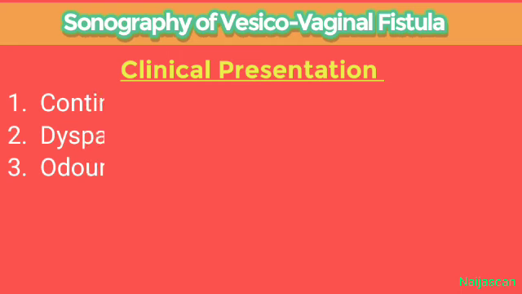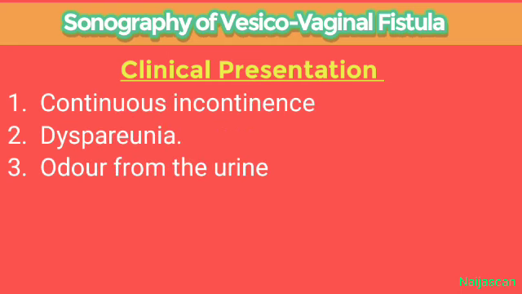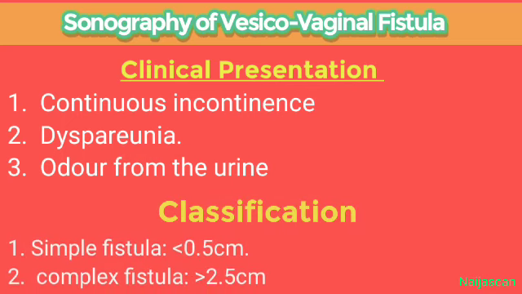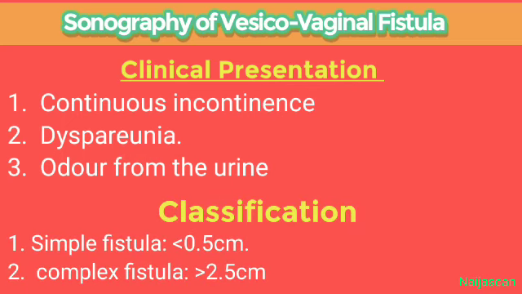Clinical presentation of vesicovaginal fistula. It includes continuous incontinence, that is involuntary leakage of urine through the vagina, dyspareunia, painful sexual intercourse, and the patient may be smelling due to odor from the urine.